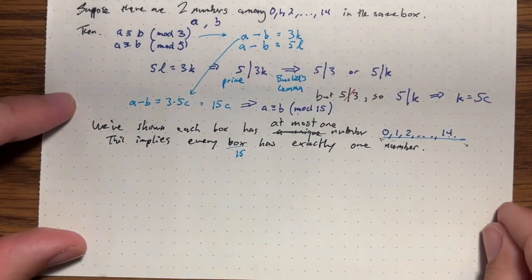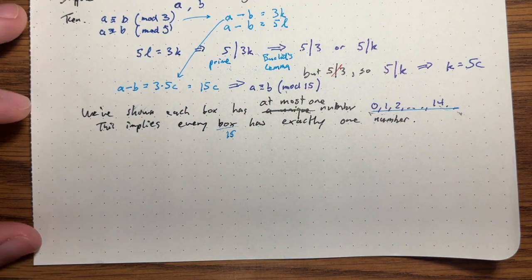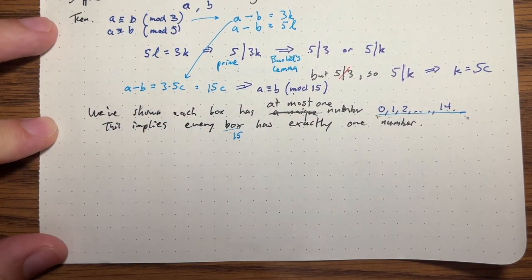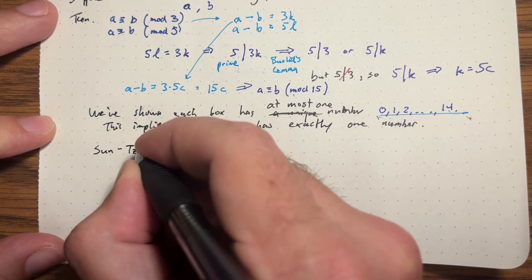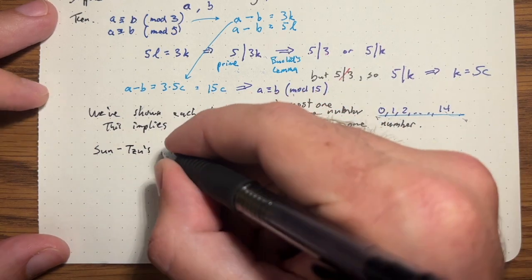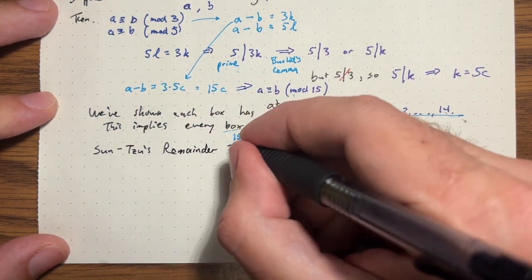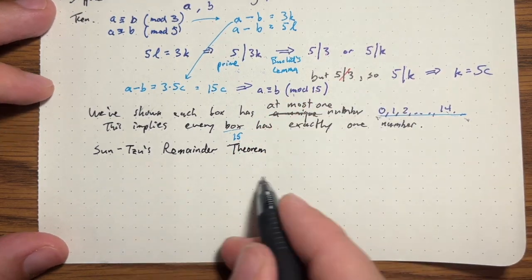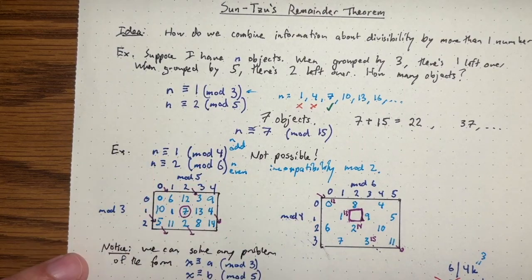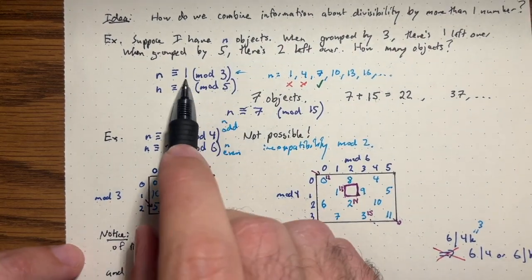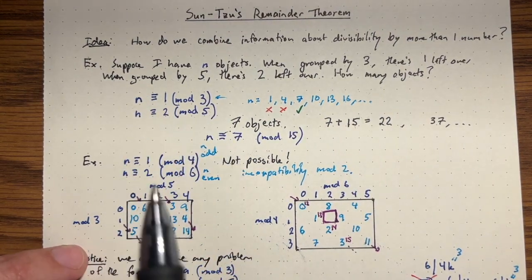So let's now state the first version of Sun Tzu's theorem. Sun Tzu's remainder theorem. The word remainder comes from just having things left over, thinking about these congruent statements as remainders. So when I divide my objects by 3, there's 1 left over, so I can treat 1 as the remainder.